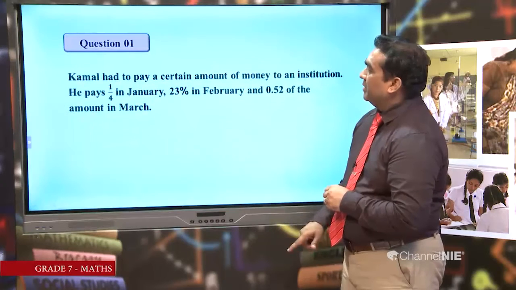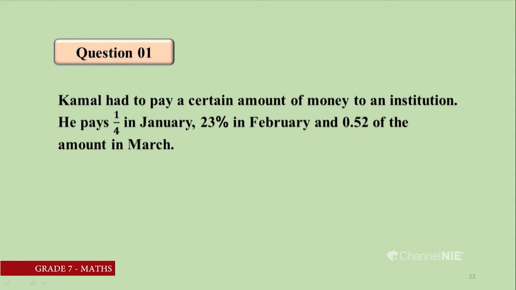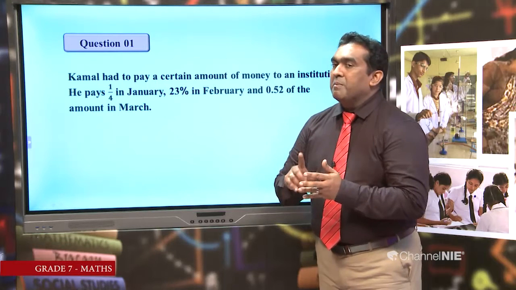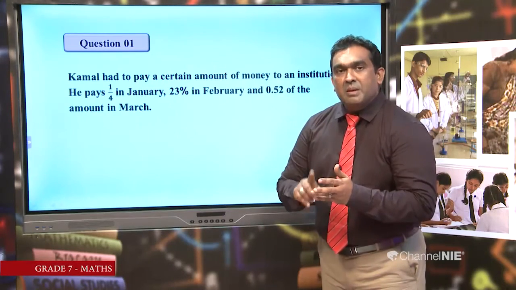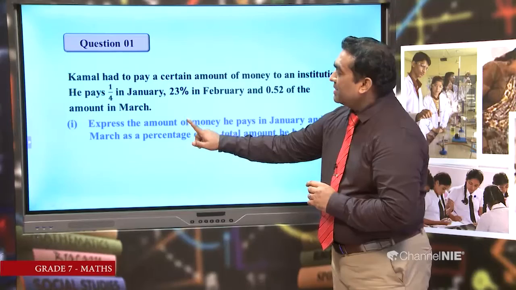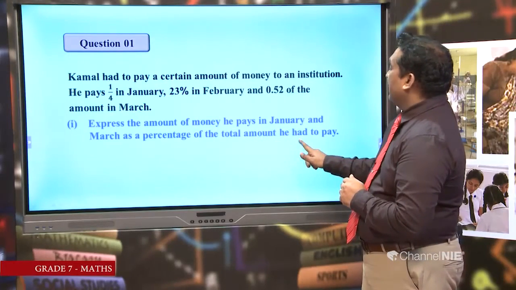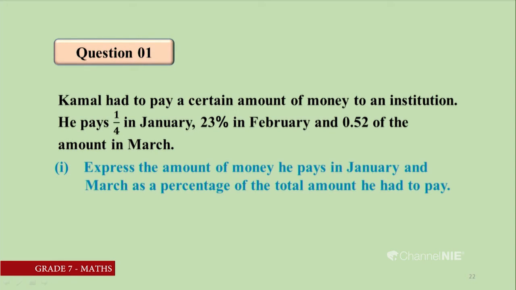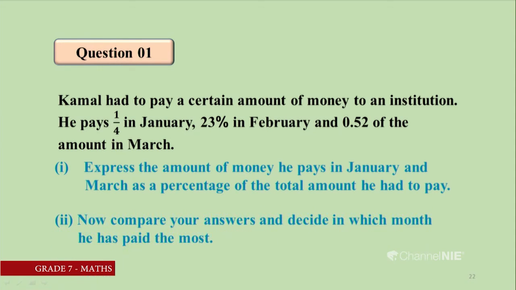Now, question number 1. Kamal had to pay a certain amount of money to an institution. He pays 1 over 4 in January, 23% in February and 0.52 of the amount in March. January, February, March. There are 3 months, 3 separate numbers. We can analyze it. Express the amount of money he pays in January and March as a percentage of the total amount he had to pay. That is our first question. Now compare your answers and decide in which month he has paid the most.